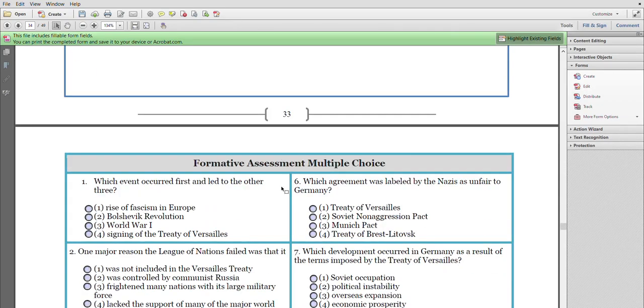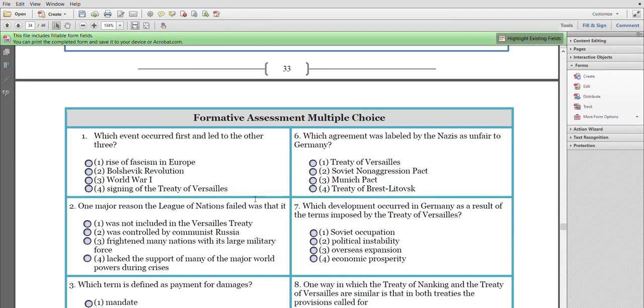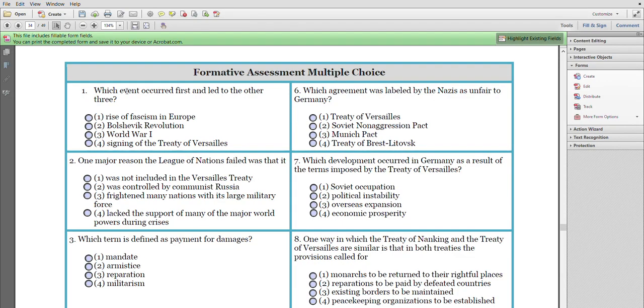After you're done with your writing task, Mr. I has a multiple choice assessment for you. You're going to read the questions and answer them using the bubbles. Okay? Using the bubbles. Alright, I'm just going to make sure that it's not bubbled in.